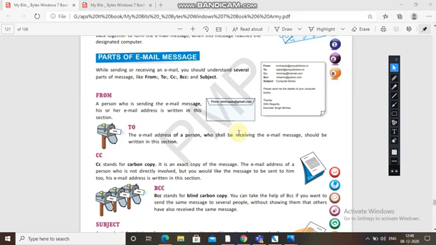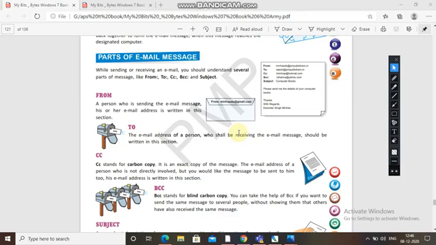And then comes CC, carbon copy. It is an exact copy of the message, and it should have the email address of a person who is not directly involved, but you would like the message to be sent to him too. Like if you are sending an email to a teacher, but they don't know the involvement of the principal ma'am, and you want the principal ma'am to also see the letter, you send her a carbon copy. Her email address is written in this section, CC.